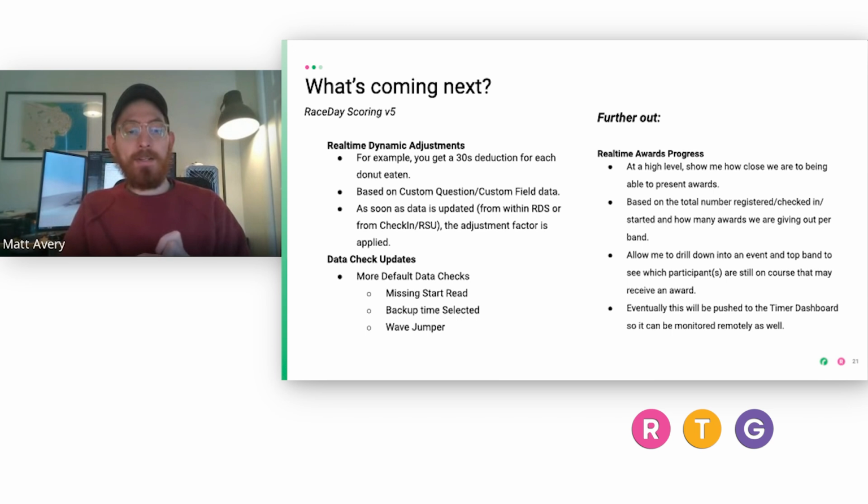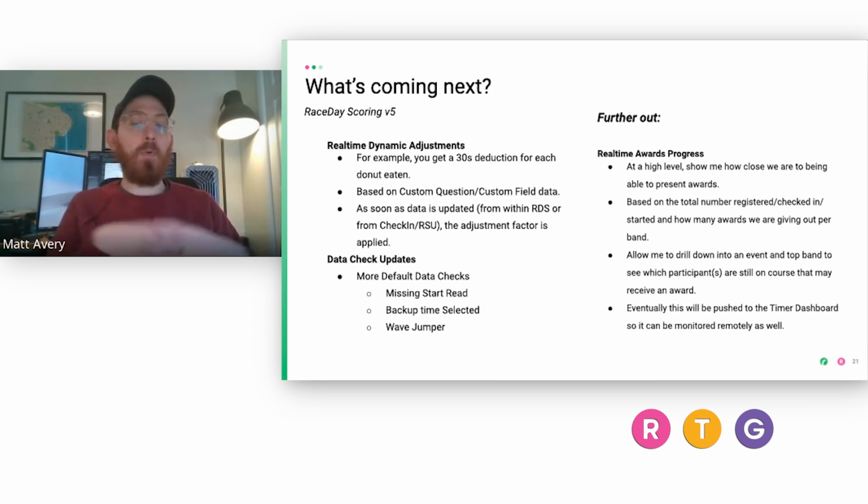Next, we're going to add a bunch of data check updates that are coming soon, some more defaults. Show me everybody who's got a missed start read, but they have a finish read. Show me everybody who's got their backup time selected, and not a primary time, or used a backup time. And then a custom report that would basically show me everybody who we think started in the wrong wave or the wrong corral.